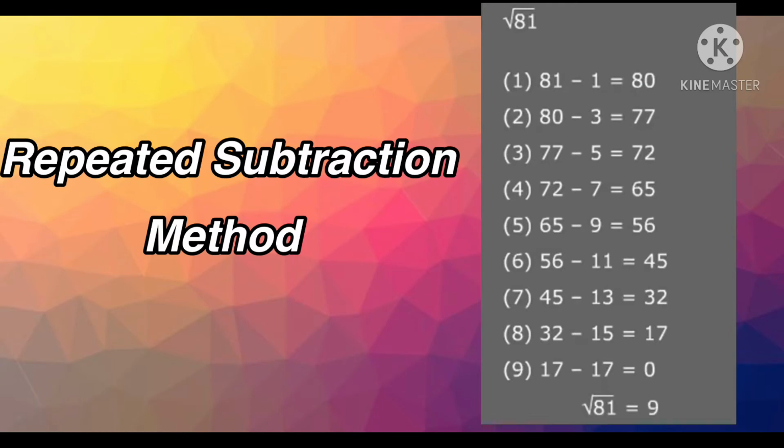And in this way, in the last step, we get 17 minus 17, which is 0. Now count the number of steps. They are 9. So the square root of 81 is 9. So this is the repeated subtraction method.